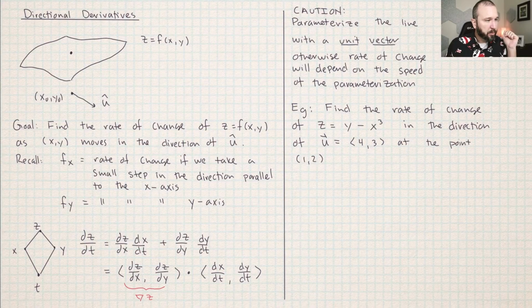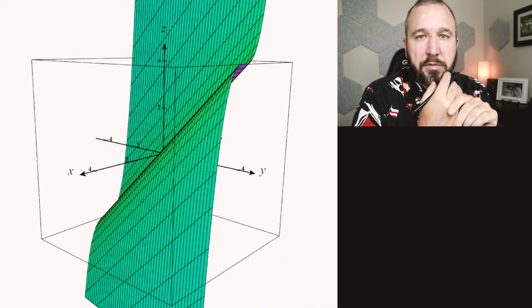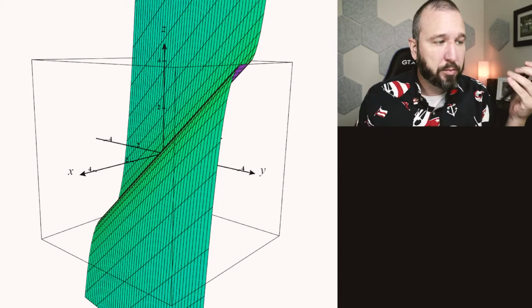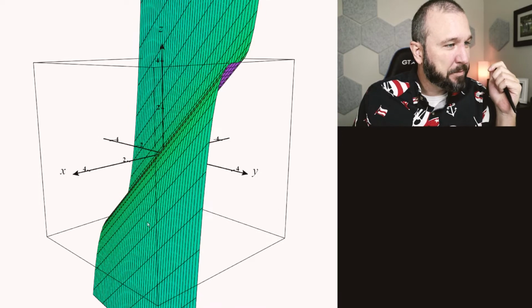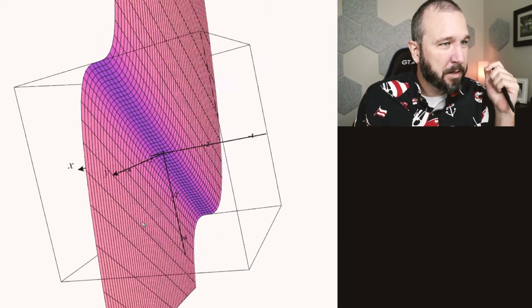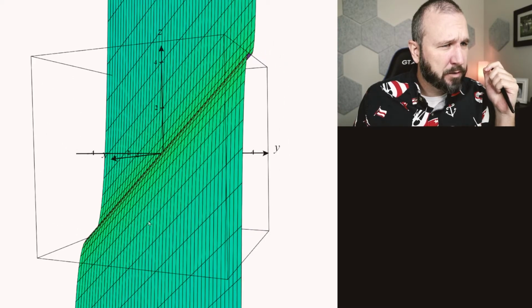So let's hop over to CalcPlot 3D so we can have the visual here. So this is the surface. It's kind of pretty. Green and magenta color theme. It's got a nice little sort of fold in it.